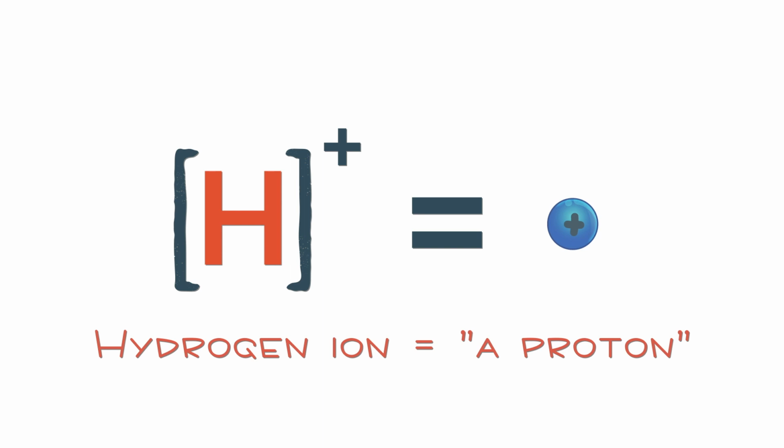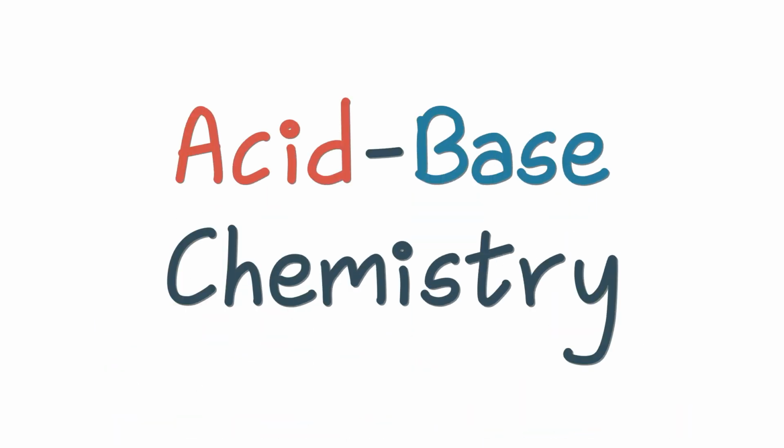As you can see, since a hydrogen ion consists of only a proton, they are tiny particles with a very large charge for their size. For this reason, their behaviour is very unusual, and we have a whole branch of chemistry given to describing their behaviour.